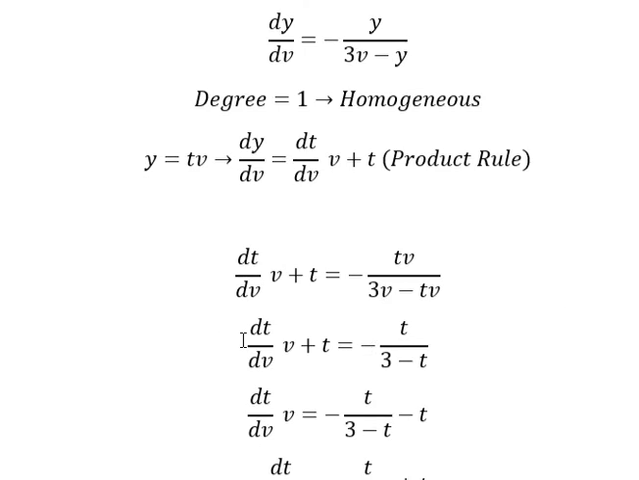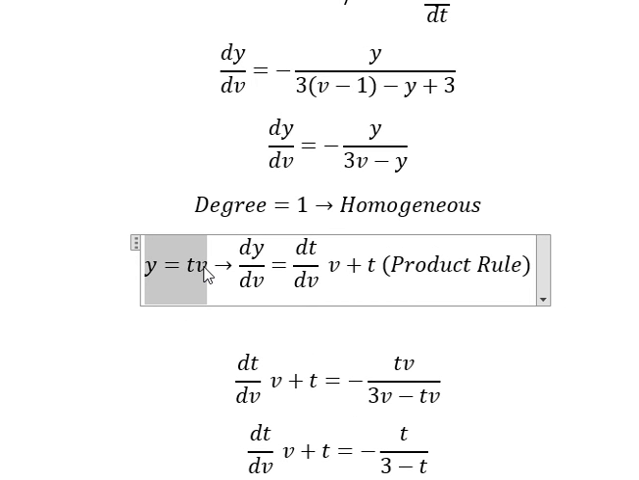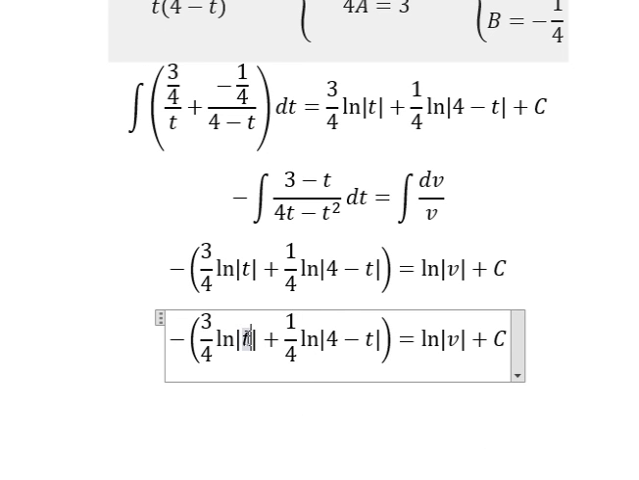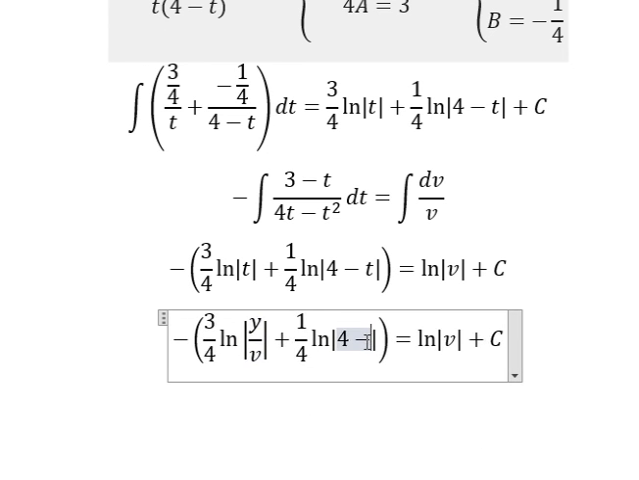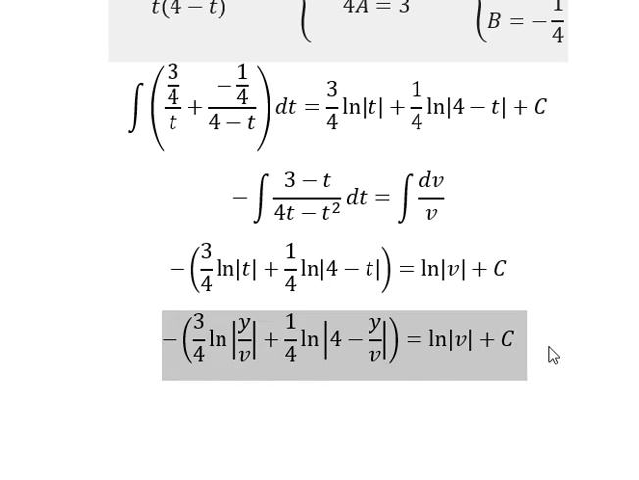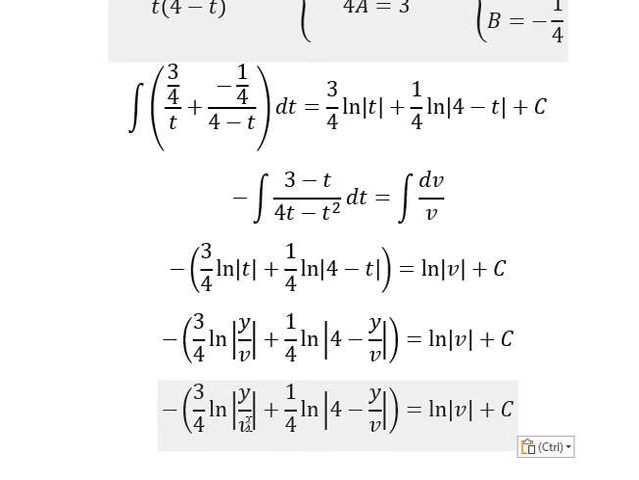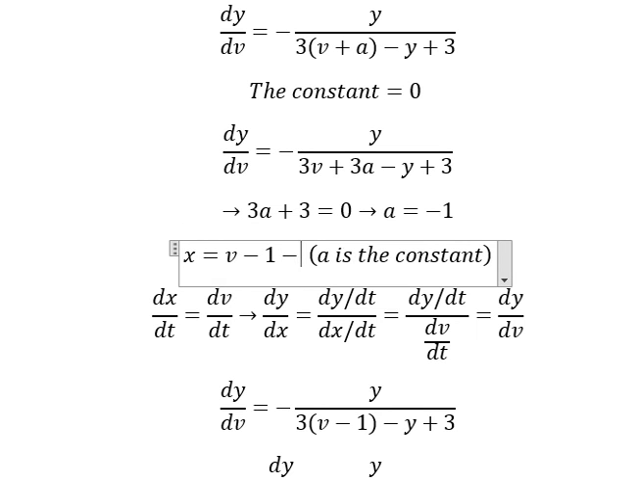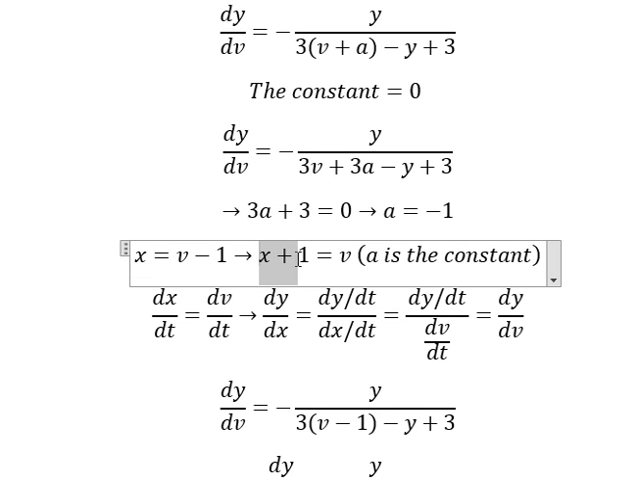About t, that is this one. So we divide both sides by v. And now I will need to change t into y over v. Next, about v, that is this one. So I will put negative number 1 to the left. And we change v into s plus 1.